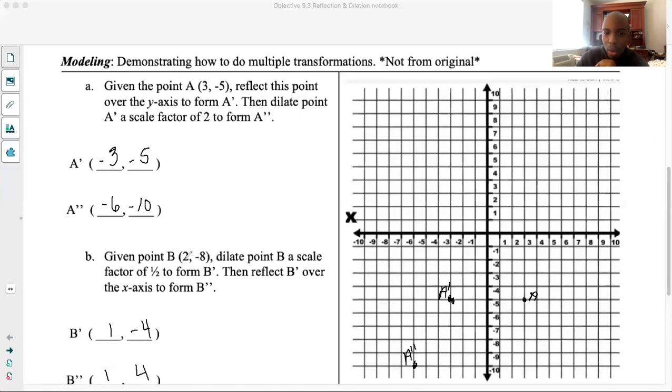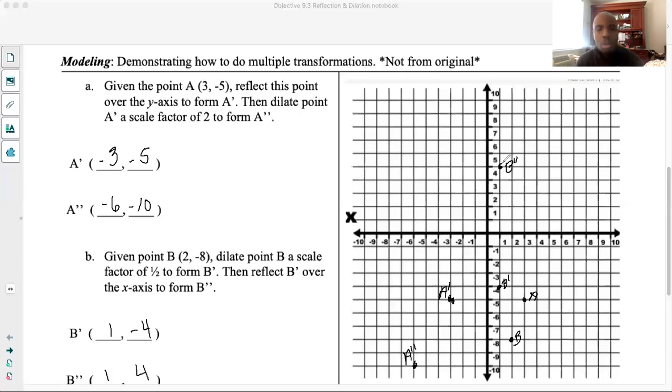So when I go to plot all of these points, remember, make sure you label them correctly. 2, -8. This is your B. Then you go and label B prime, which is 1, -4, which is right here. That's B prime. And finally, when we reflect it over the x-axis, we get 1, 4, which leaves us right here, and that is our B double prime.